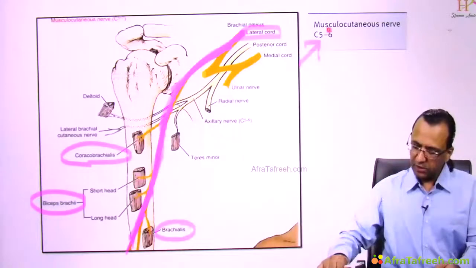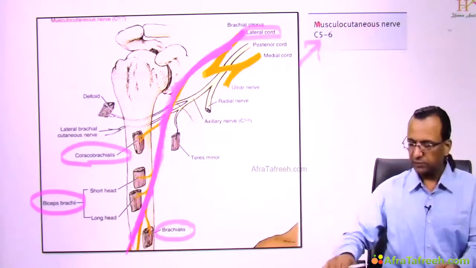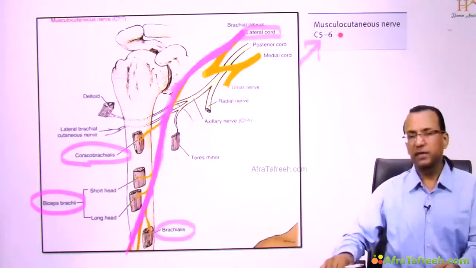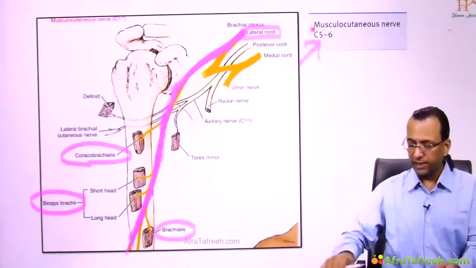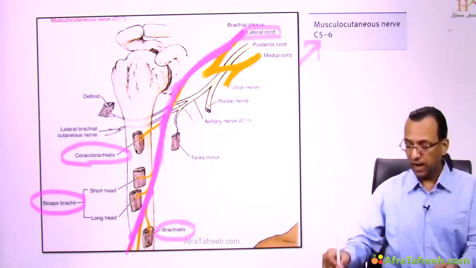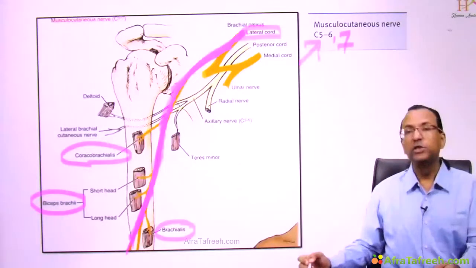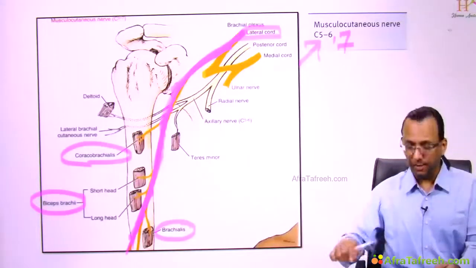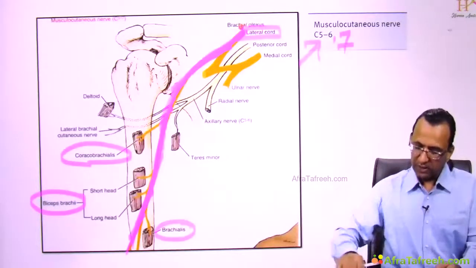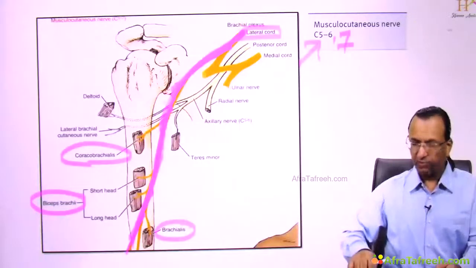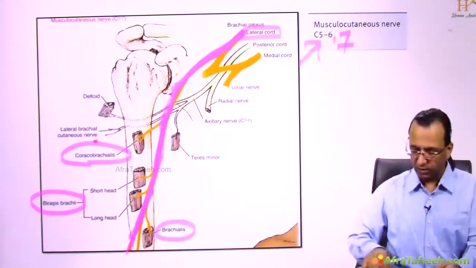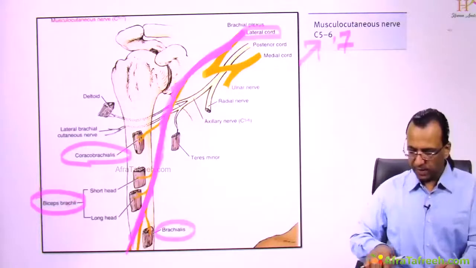So musculocutaneous nerve with the root value C5-6 was compromised in Erb's palsy. Yeah, Erb's palsy we have discussed. It also has C7, and that C7 was supplying the coracobrachialis muscle, if you remember. So it is a continuation of the lateral cord of the brachial plexus, and then it's supplying three muscles in the anterior arm, which are coracobrachialis, biceps brachii and brachialis.